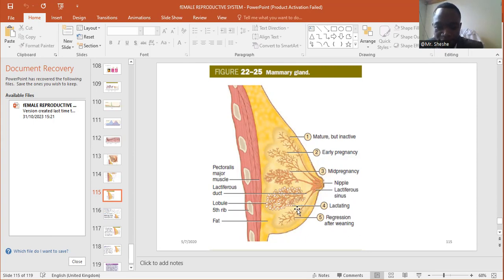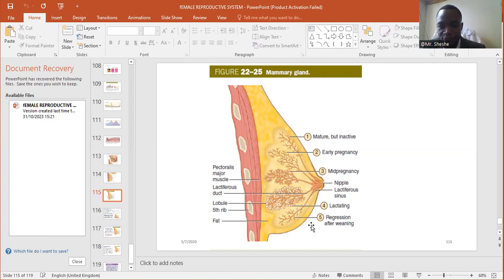Then the last part we are seeing now is regression of the breast. This is after lactation. The baby has grown, it's no longer breastfeeding. Breasts again involute. They go back to the pre-pregnancy stage. But you find that the amount of fat in it and the size of the lobules will not change. So the breast size and volume has increased there after breastfeeding for the first time.